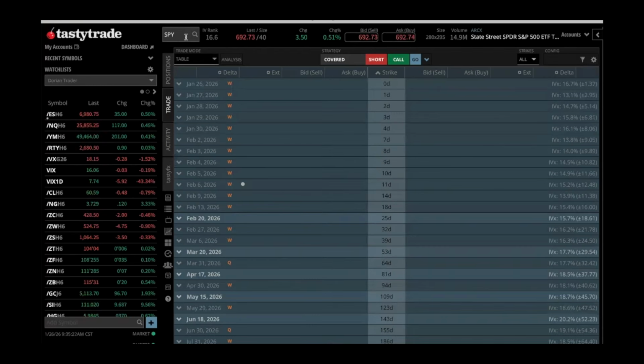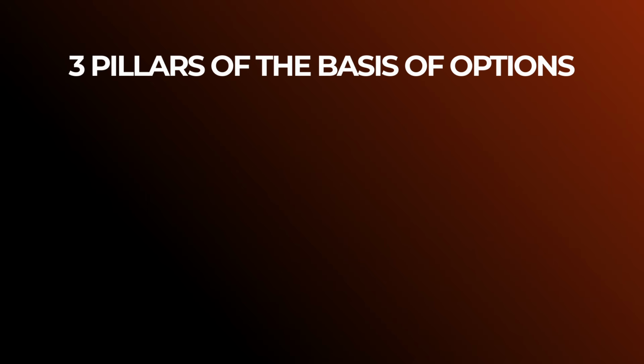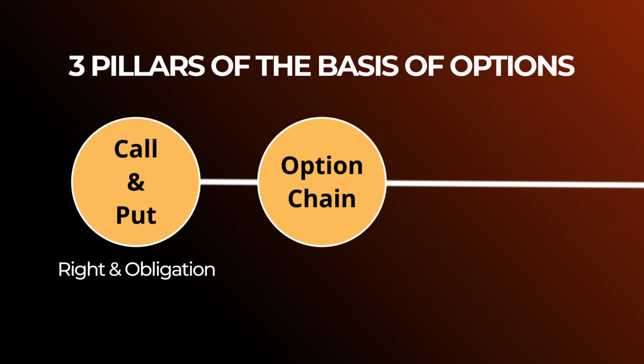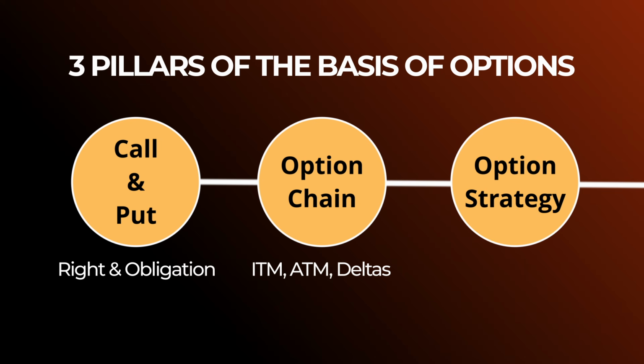So every week we try to go over a little of what we call the three pillars of the basis of options. We talk about the first pillar being buying and selling of calls and puts and what's happening when you're buying and selling them, rights and obligations. The second pillar is understanding the option chain, where you're at, in the money, out of the money, at the money, and deltas and things like that. And then we talk about the third pillar being the basic option strategies, because if you understand the basic option strategy, you'll be able to understand all the different exotic things or strategies that people come up with because they're just deviations from the basic option strategies.